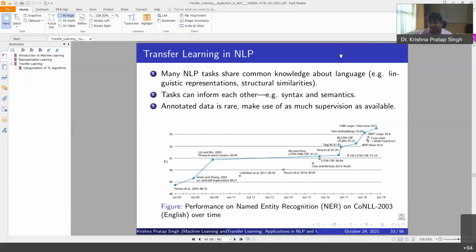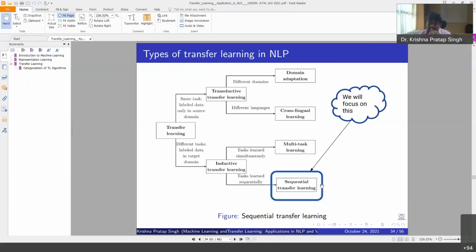It has a huge application in NLP. Especially if I talk about natural language processing, many tasks such as named entity recognition and many different domains. You can see this type of transfer learning in NLP. It could be sequential transfer learning. Again, transfer learning can be categorized into transductive and inductive, which I discussed earlier. And in that, it could be multitasking or cross-lingual learning.